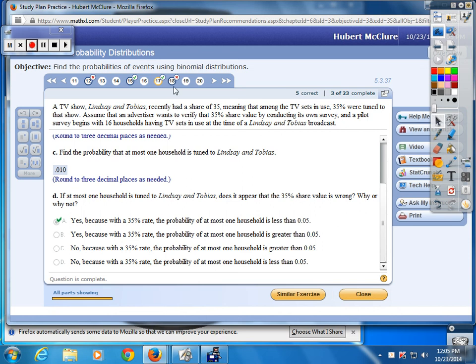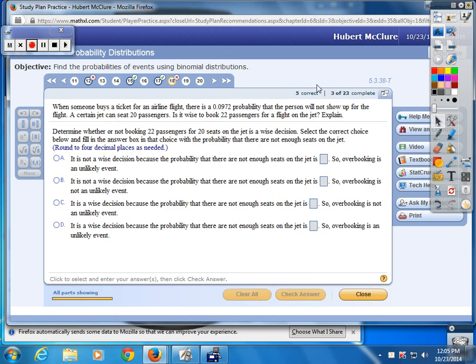All right, let's do another one. Too much reading, Hubert. Don't put that one on the test. When someone buys a ticket for an airplane flight, there is a 0.0972 probability that the person will not show up for the flight.